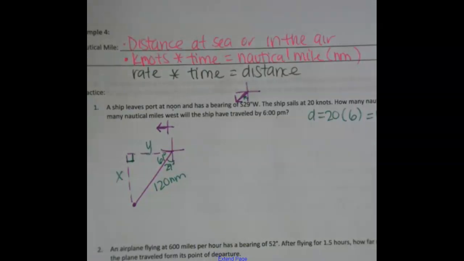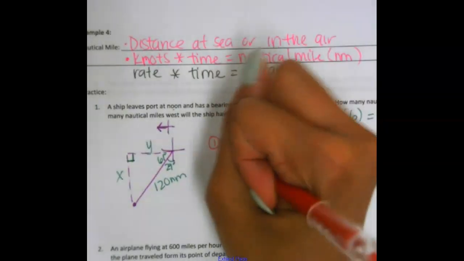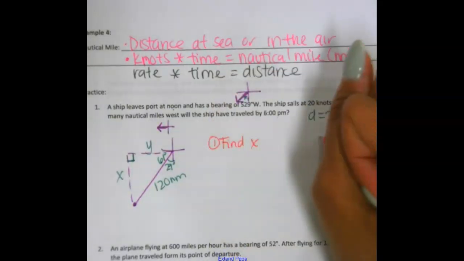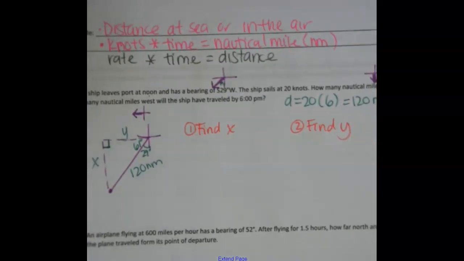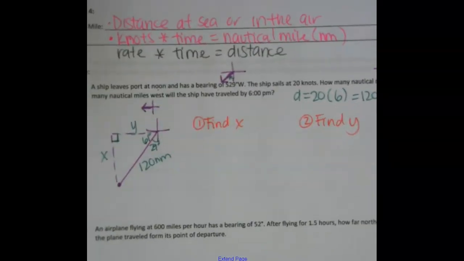All right, you guys do it. It's a right triangle. You can use SOHCAHTOA. Plug it in. So I'm going to tell you first, find x. Second one, find y. Just use that 61, guys. Make your life easier. Don't worry about finding that missing angle. Find x, find y.